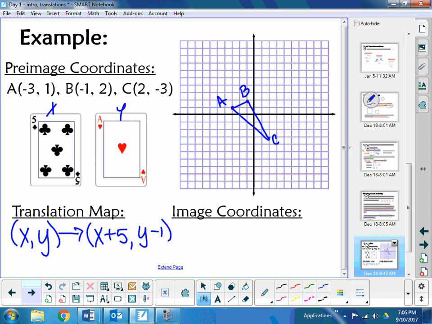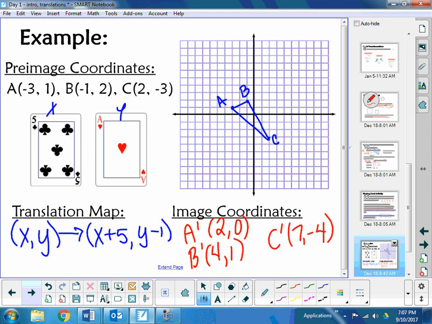So let's think about what A prime, B prime, and C prime are going to look like. I have to add 5 to my x coordinates. If I add 5 to A's x, I get a positive 2. If I add 5 to B's x, I get a 4. Add 5 to 2, I get 7. Now let's do the y's. The y's say I need to subtract 1. So I take my y coordinates. 1 minus 1 is 0. 2 minus 1 is 1. And negative 3 minus 1 is negative 4. So there are my image coordinates.